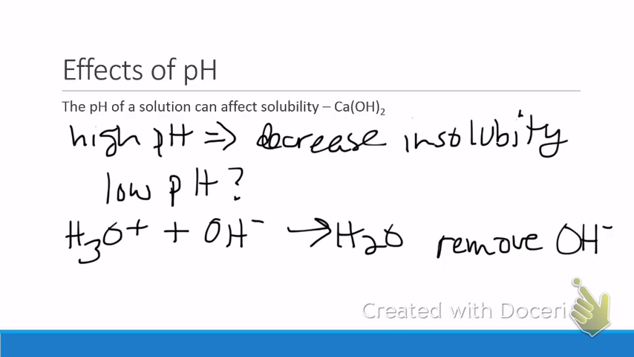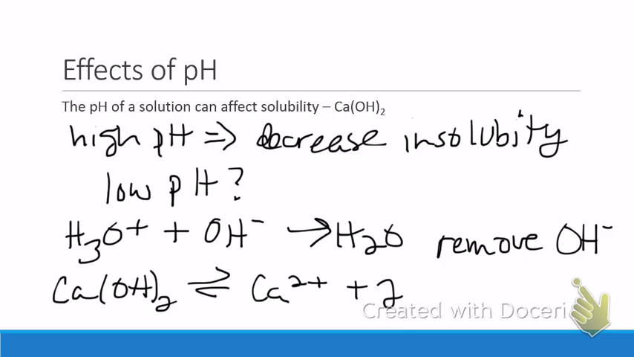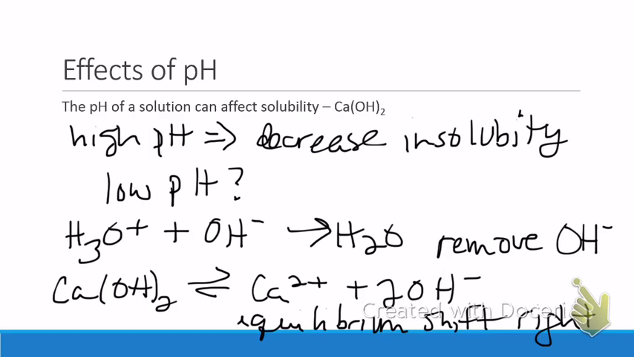from the equilibrium. So if we go back to our original equilibrium expression, calcium hydroxide breaks up to calcium 2 plus and 2 OH minus. If we decrease the amount of hydroxide, that's going to cause the equilibrium to shift to the products. We're removing a product, so equilibrium is going to shift right to the products. Because the products are the ion components, this means that the calcium hydroxide will be more soluble at a low pH.